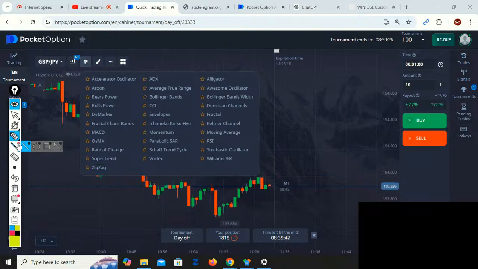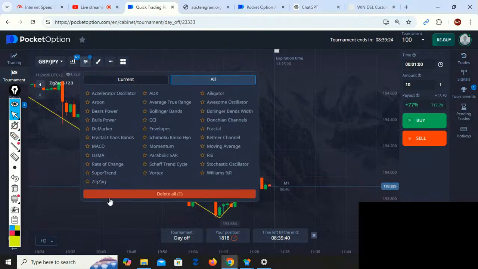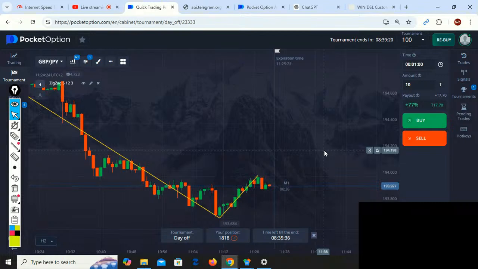So let's click on zigzag. You click it once. You don't have to change any of the settings of the indicator. Just default settings are perfect.